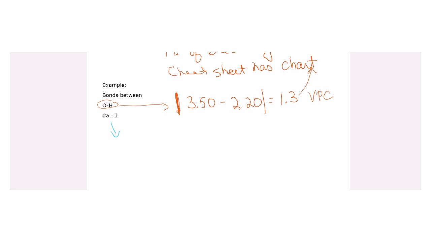Ca and I. What's Ca? Is 2.21. We're going to take the difference between that and 104, which is from iodine, and we're going to get a value of 1.17. We'll go to the magic chart on that magic sheet, and it'll tell us as well that it's very polar covalent. Okay, so there'll be a couple of those on the exam.